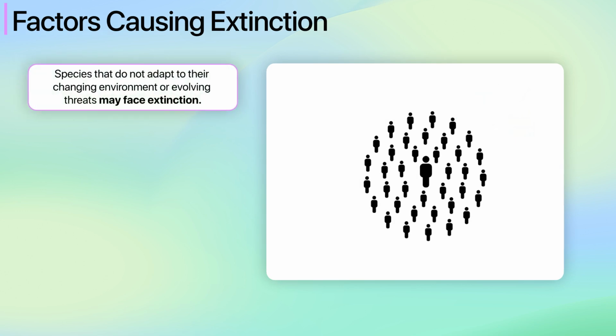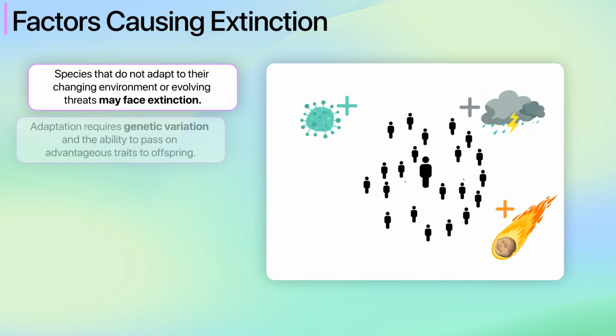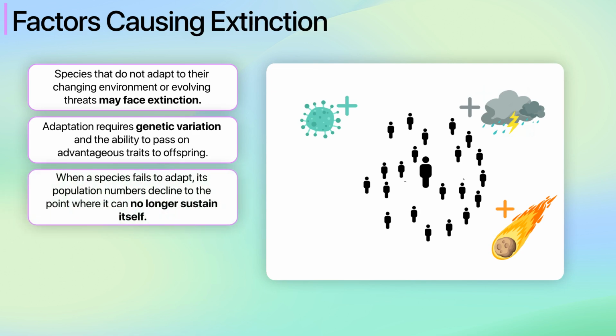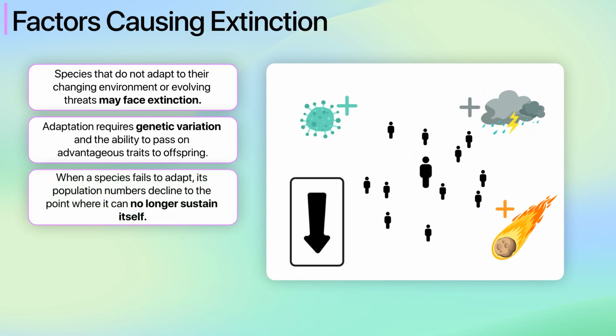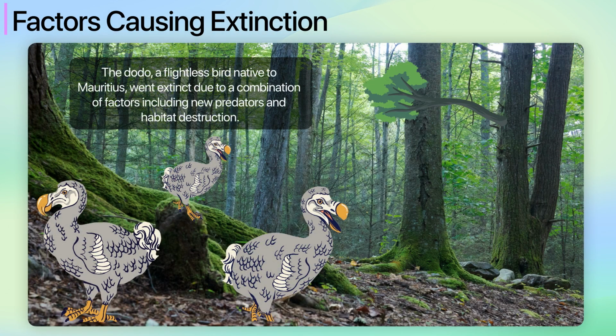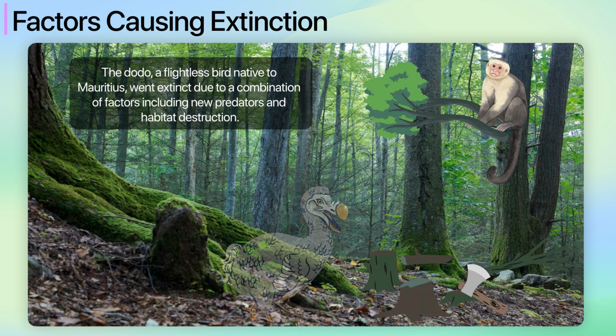Ultimately, species that do not adapt to their changing environment or evolving threats may face extinction. Adaptation requires genetic variation and the ability to pass on advantageous traits to offspring. When a species fails to adapt, its population numbers decline to the point where it can no longer sustain itself. For example, the dodo, a flightless bird native to Mauritius, went extinct due to a combination of factors including new predators introduced by humans and habitat destruction. It could not adapt quickly enough to the changes brought about by human activity.